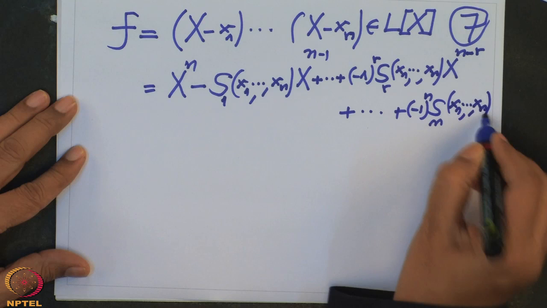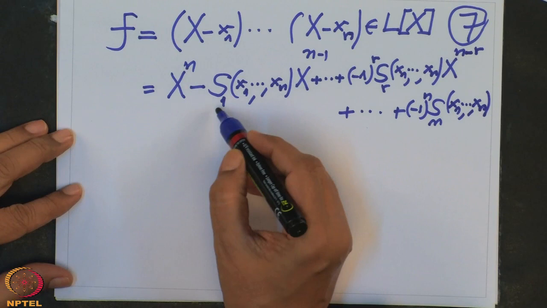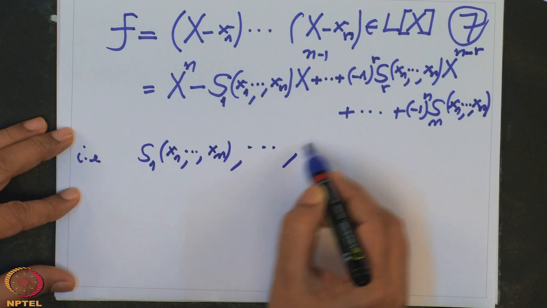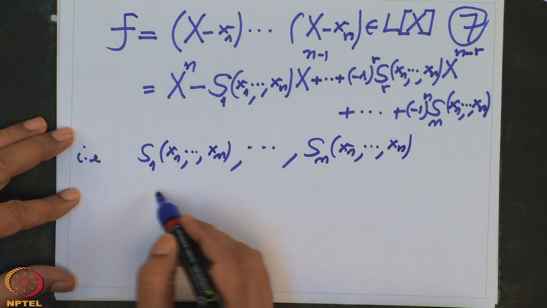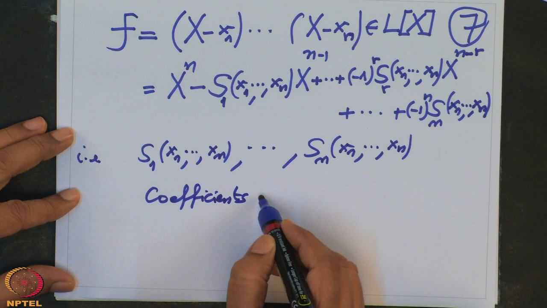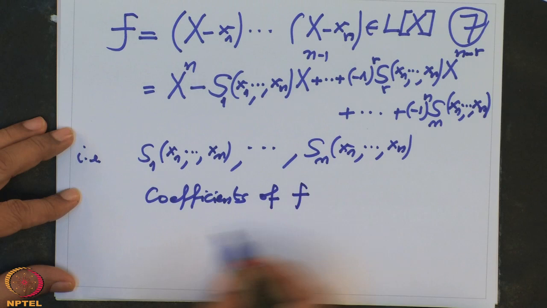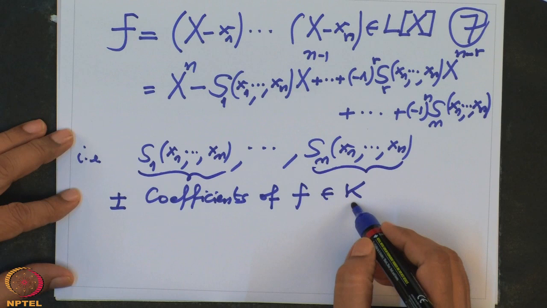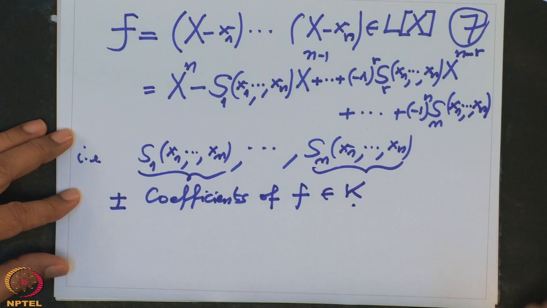This is what we get when we expand it and collect the terms together. And these are where then? These are precisely s1, s_r, up to s_n evaluated at x1 to xn. These are coefficients of f, and they belong to K, up to the plus or minus sign. So all these terms belong to K, therefore f evaluated at x1 to xn will belong to K. So that finishes the proof. So this was Vieta.